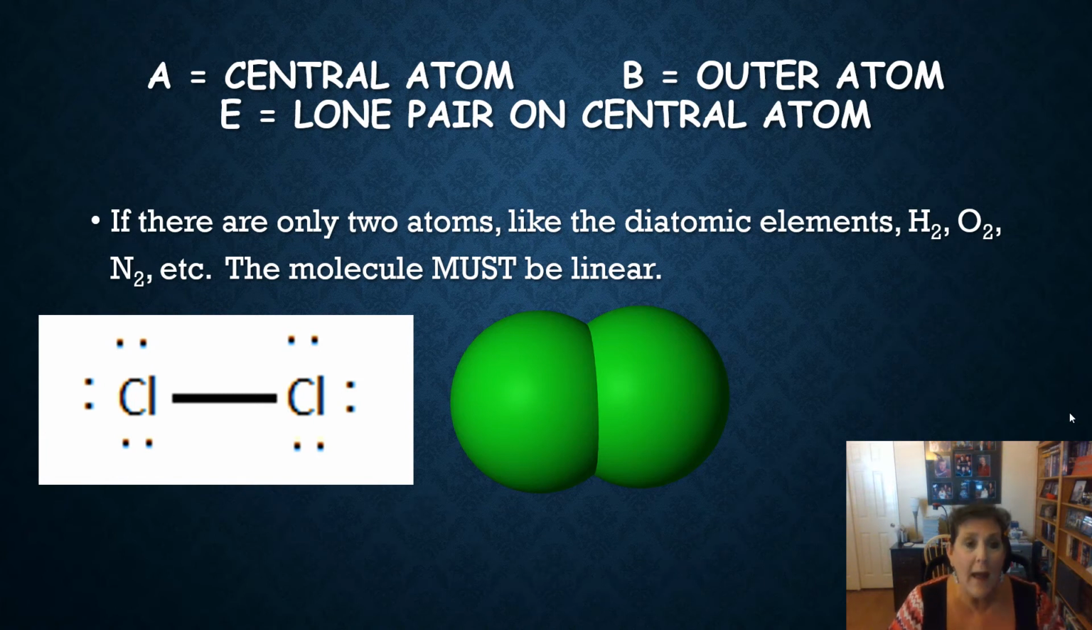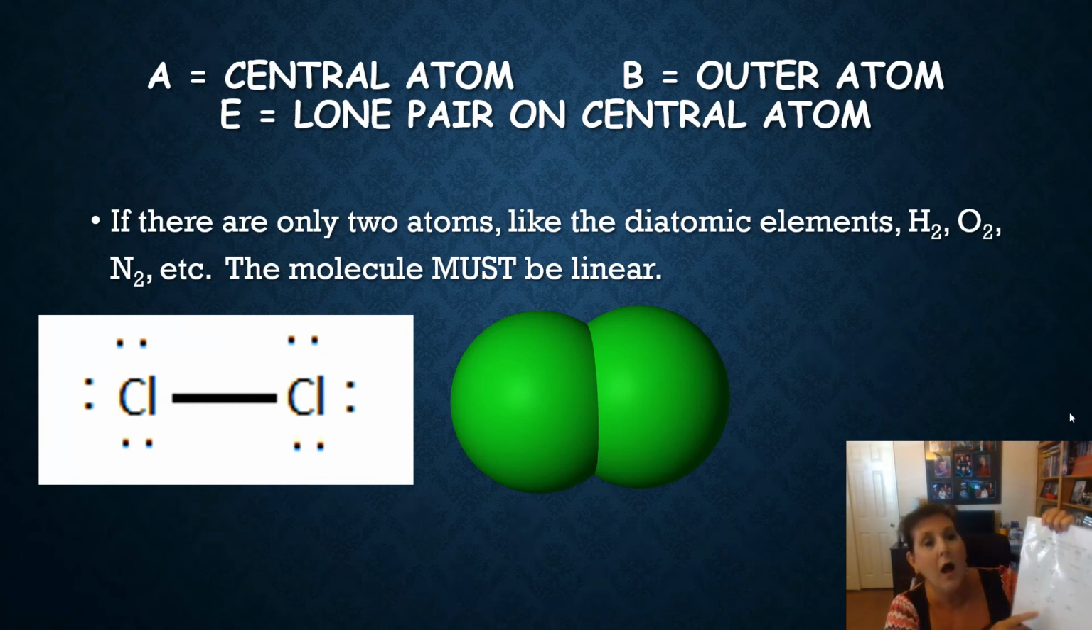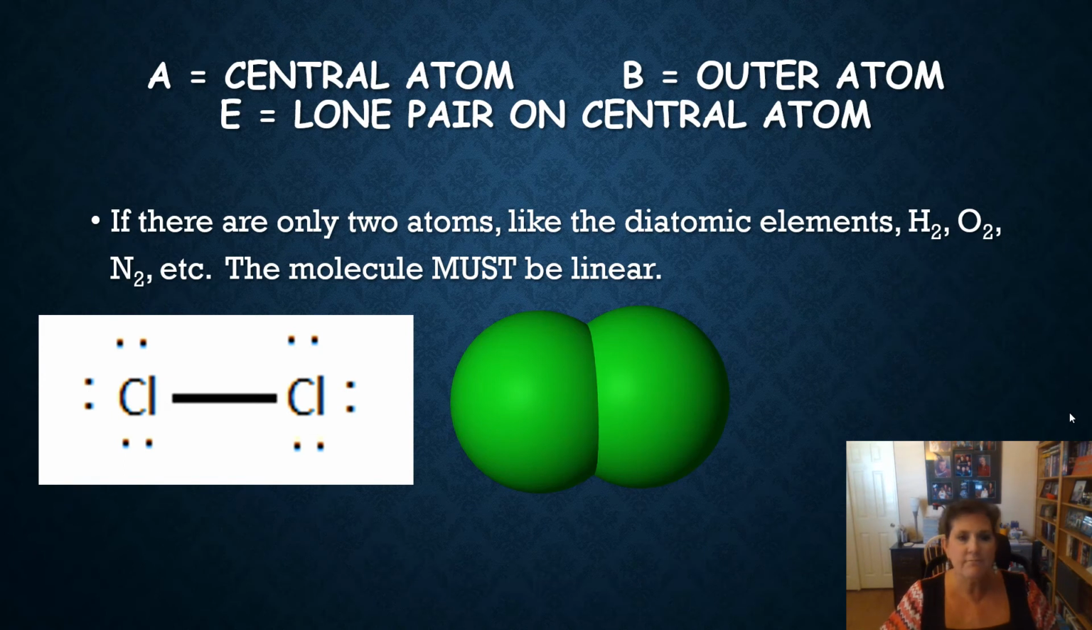Now, for the rest of the shapes, we're going to have three or more atoms, and we'll look at the Lewis dot structure and match it up to something on our shapes table. Now, the notation I've given you in the first column is something we don't really have to look at too much, but A is the central atom, B is an atom attached to the center atom, and E is a lone pair on the central atom only. So we're only looking at lone pairs on the center atom to determine the shape.